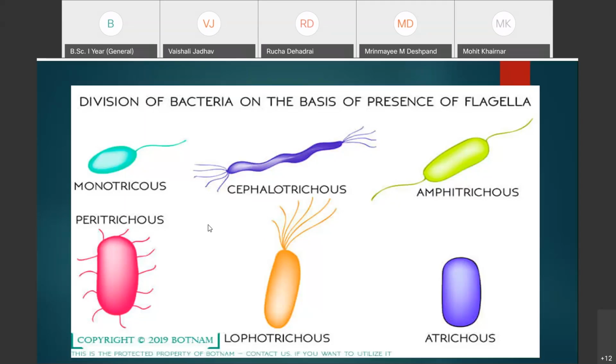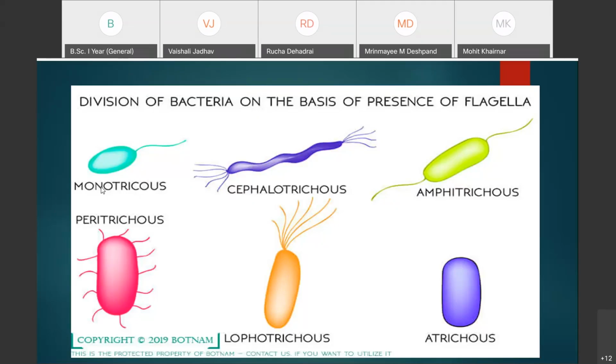The first one is the non-polar. Here you can see the non-polar bacteria, and the remaining four are the polar bacteria. First of all, we are going to discuss the polar bacteria. Polar bacteria means single or many flagella are present at one or both ends of the bacterial cell, and such a cell is said to be a polar bacterium.